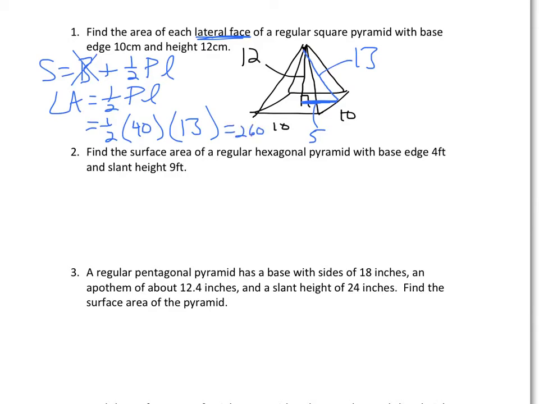But we want the area of each face, so we have to divide that by 4. So each face has an area of 65 square centimeters. What we just found is just the area of one of these lateral faces, one of these triangles. It works just like that.